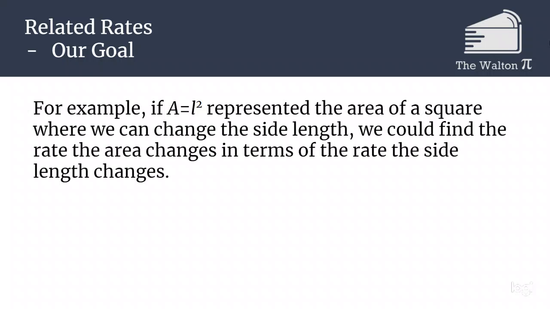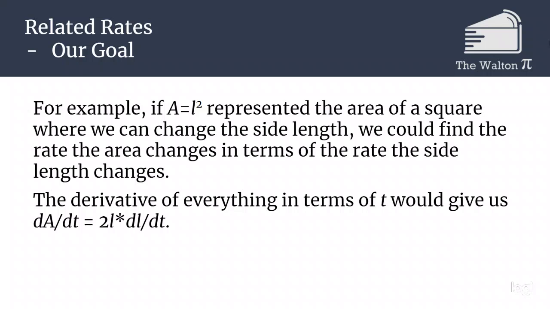For example, if we were to measure the area of a square and our formula was A equals L squared, where L is the length of the side of the square, we can measure how we are changing the side length pretty easily, but then the area might not be quite as easy to do. So if we were to take the derivative of everything with respect to t, we would get the derivative of A with respect to t is equal to 2 times the length times the derivative of the length with respect to t. So that means if we know the side length and we know the rate the side length changes, we can immediately calculate what's the rate that the area of the square is changing.